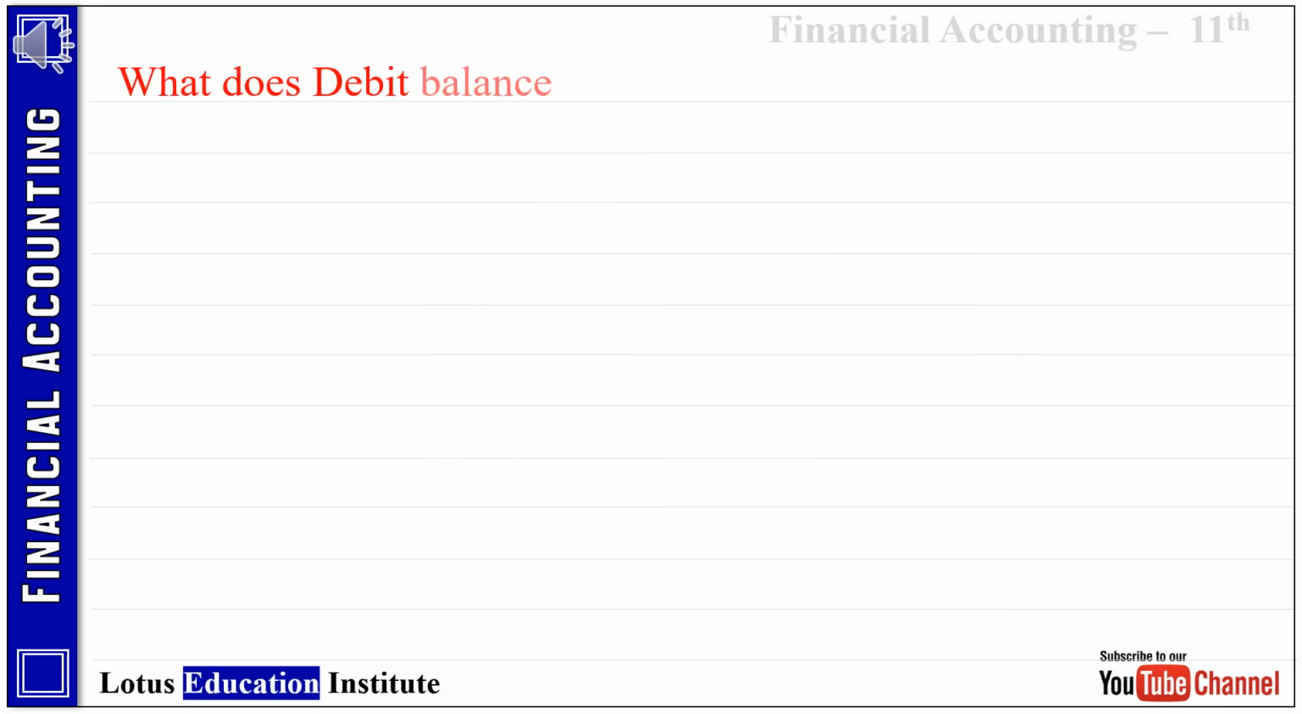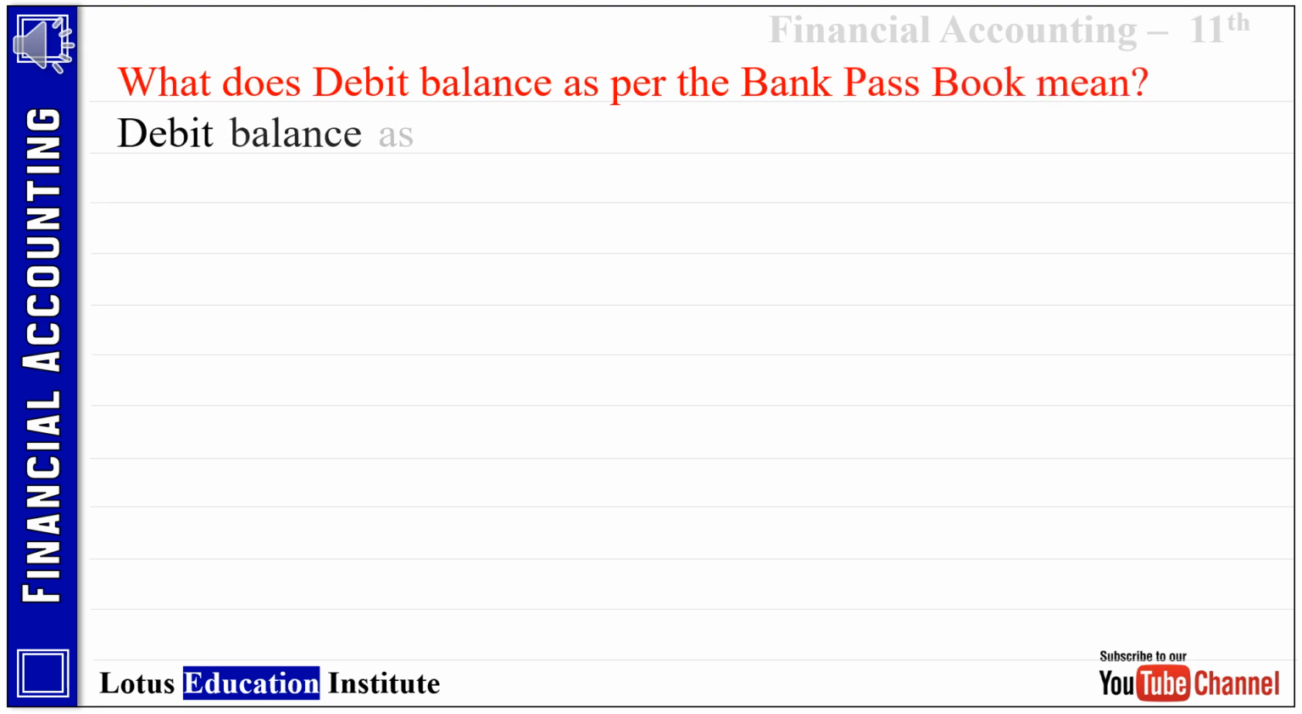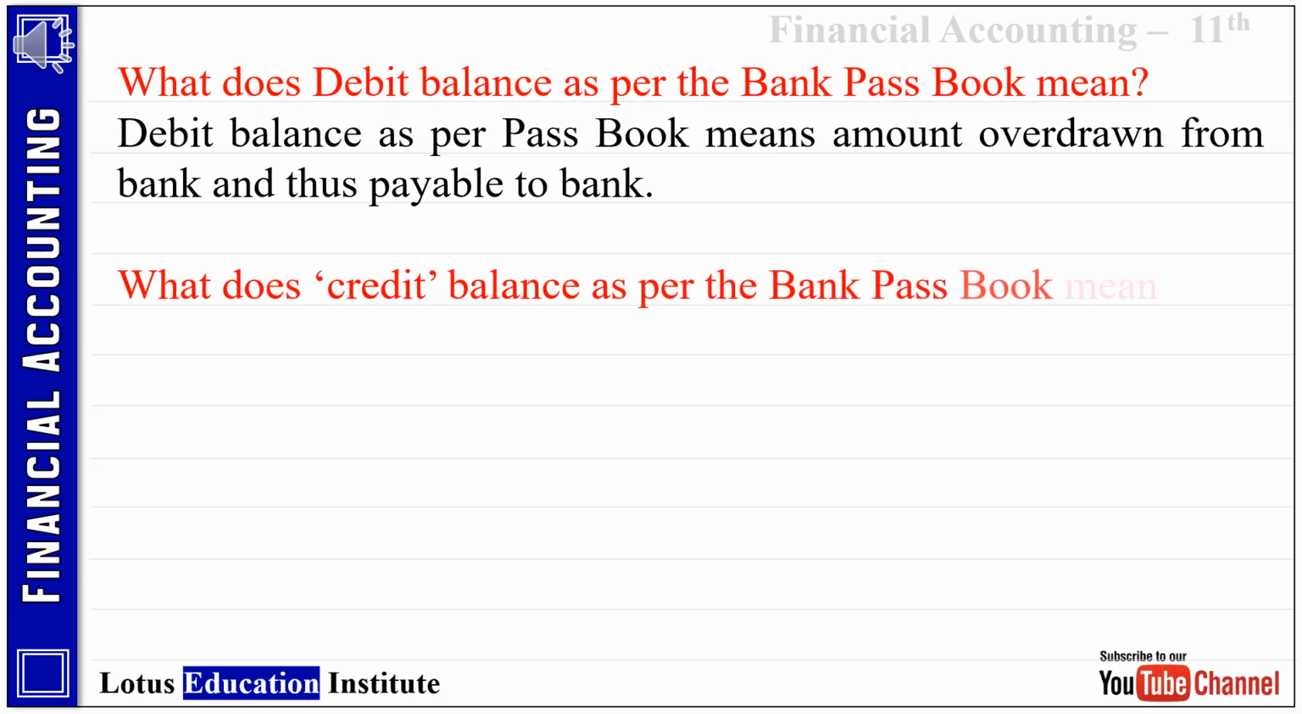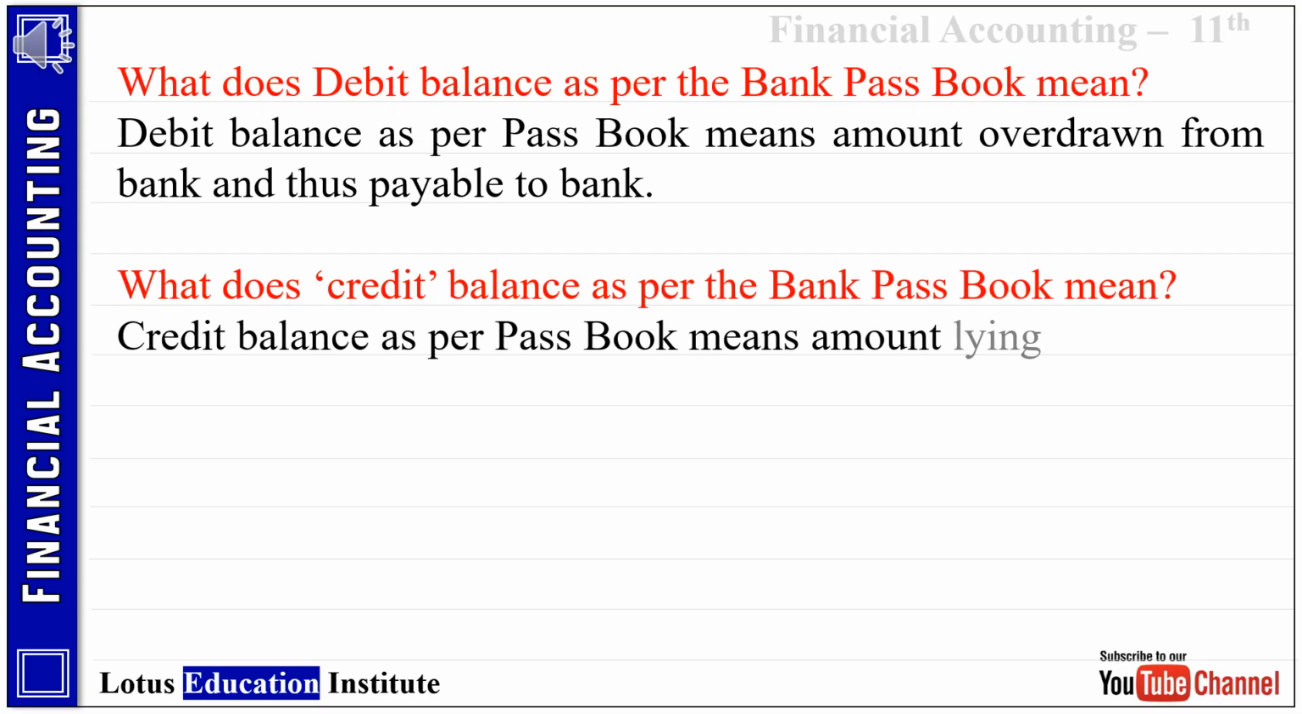What does debit balance as per the bank passbook mean? Debit balance as per passbook means amount overdrawn from bank and thus payable to bank. What does credit balance as per the bank passbook mean? Credit balance as per passbook means amount lying deposited in the bank.